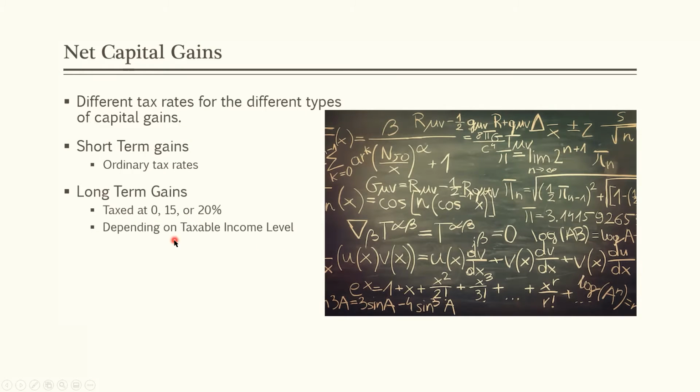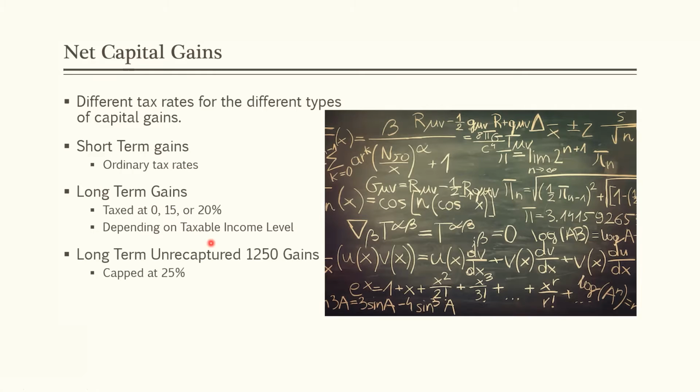For a single person whose taxable income is below $40,000, long-term capital gains are taxed at 0%. Married filing jointly, if your taxable income is below $80,000, you're taxed at 0%. So if you're married filing jointly, you have taxable income of about $60,000, and you sold something and made $10,000 in long-term capital gains, you're going to pay 0 tax on it.